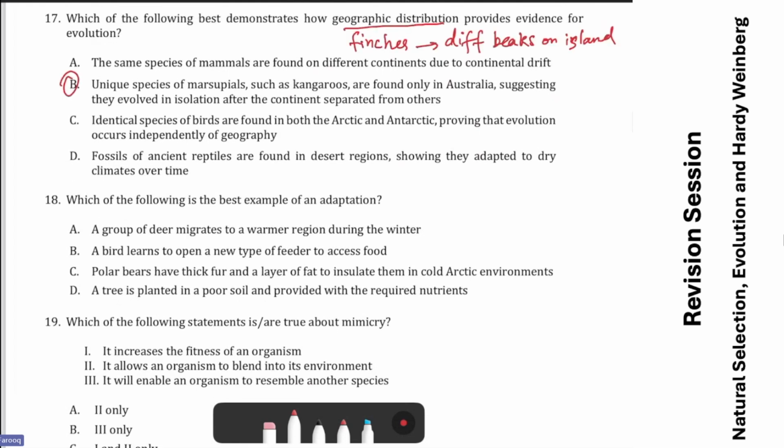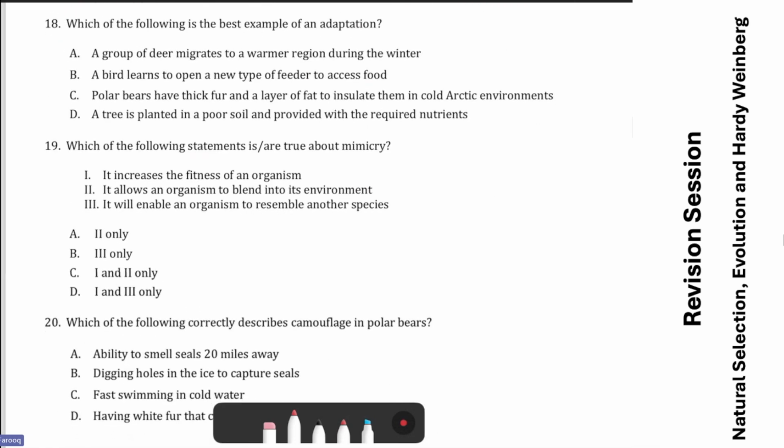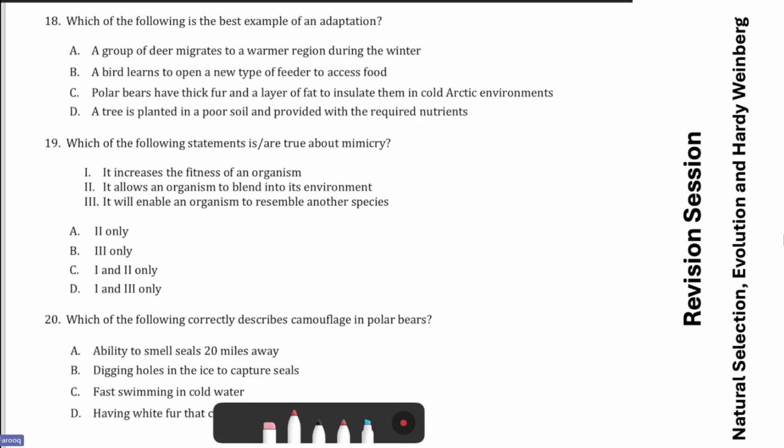It says that unique species of marsupials, such as kangaroos, are found only in Australia, suggesting that they evolved in isolation after the continent separated. So now they are very specific to that area. That's what we say as geographical distribution. Which of the following is the best example of adaptation? Now here we need to learn what adaptation means. So this will tell you also the definition. Adaptation means any character that helps the organism to survive. So, okay, we will see.